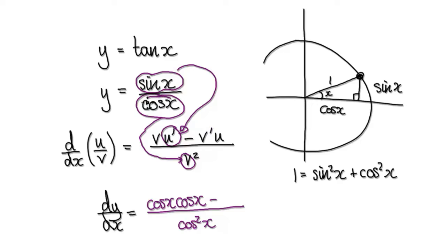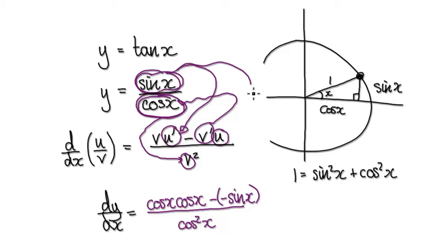So this is our v here. We've got to differentiate this v here. So that will then give us minus sine of x. And then you keep u the same. So now it's just a matter of tidying this up.